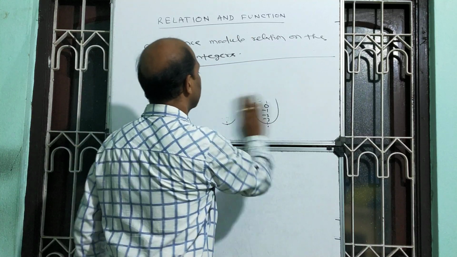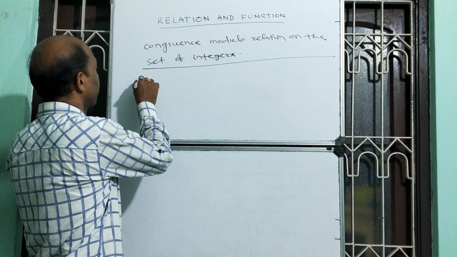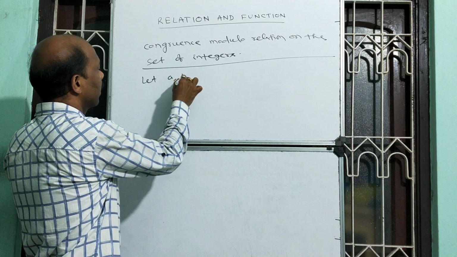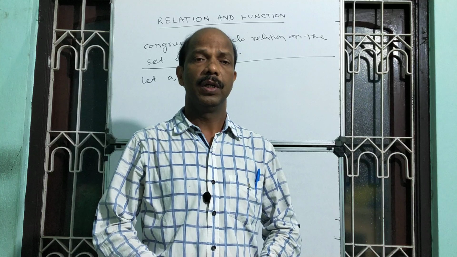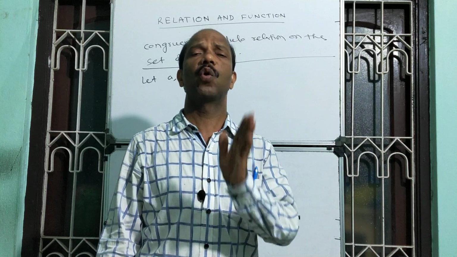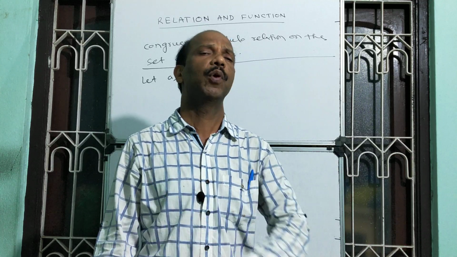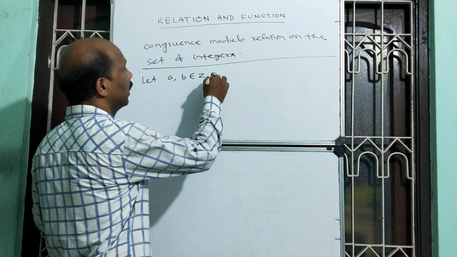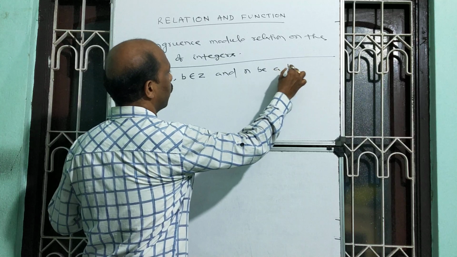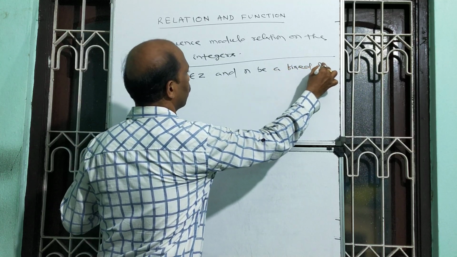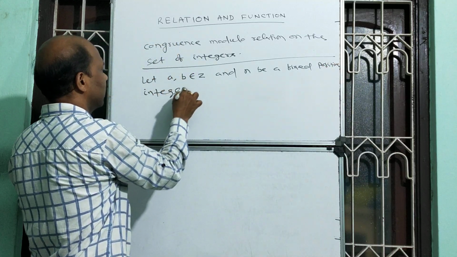Congruence modulo relation. Let A, B belong to Z. That means A and B are any two integers. A integer is congruent to B with a modulo n. That modulo must be a positive integer. A, B belong to Z and n be a fixed positive integer.